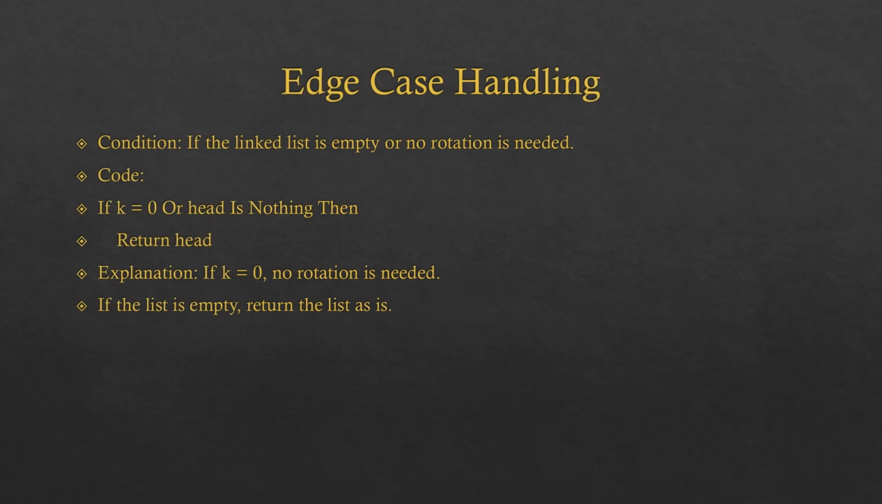The first step in our approach is to handle edge cases. If the linked list is empty or if no rotations are needed, we can simply return the original list. If k equals 0, no rotation is necessary. Similarly, if the list is empty, we don't need to make any changes.